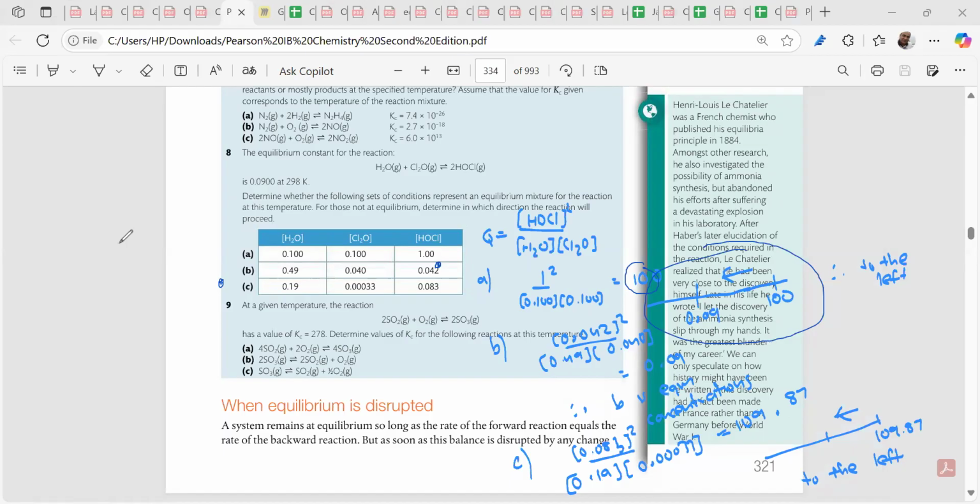If you are applying Le Chatelier's principle and the reaction is moving in the forward direction, what happens? Q is less than Kc. This bit you have to understand. If your reaction is moving in the backward direction, Q is greater than Kc, right? Is it clear? Understood? Fine.